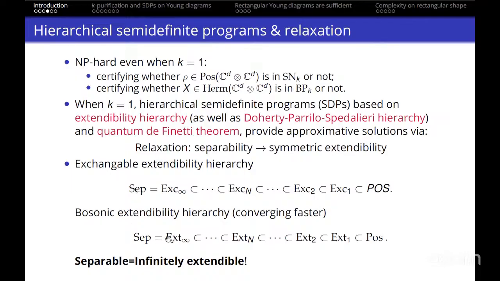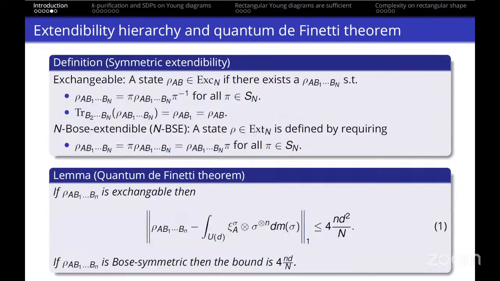And here are the two sequences. They finally will meet the separable states, but the bosonic extendability will have a faster convergence. So I will show you the definition. Basically, it means that you can extend a state, and then you can implement some permutation, and it's exchangeable, which means that it's invariant under the conjugation of permutation. And the bosonic symmetry means that it's bi-invariant from both the left side and the right side.